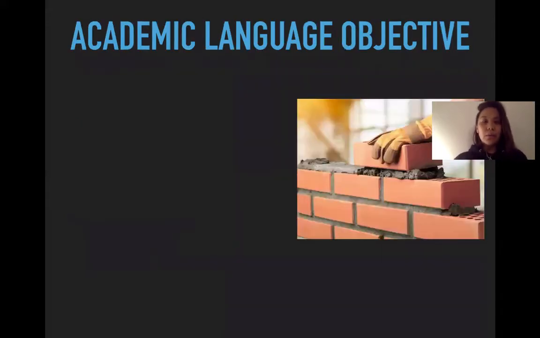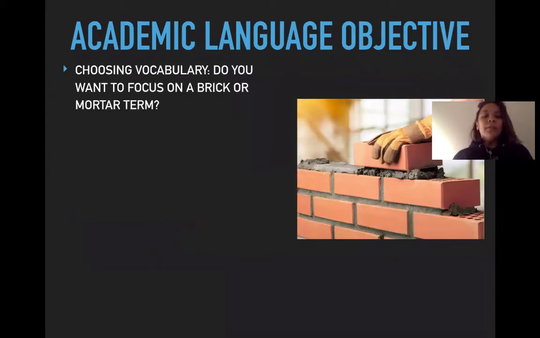Okay, so let's move on to academic language, right? In your lesson plan template, you're also going to need to figure out what your academic language objective is. The first thing you want to do is choose what vocabulary you want to focus on. Somebody came up with the idea that there are either brick terms or mortar terms.